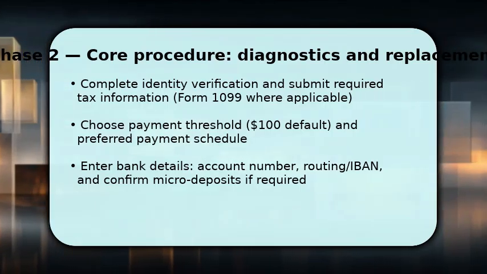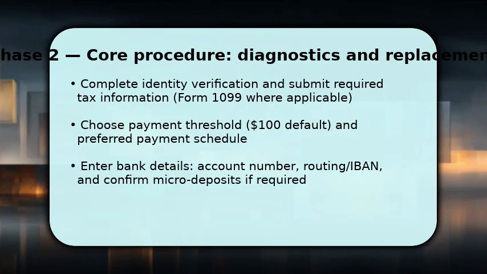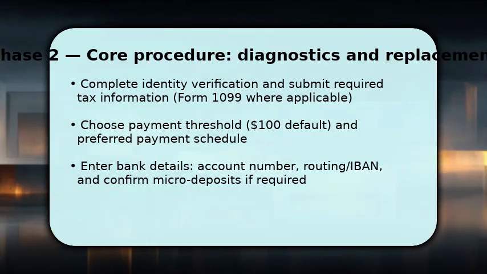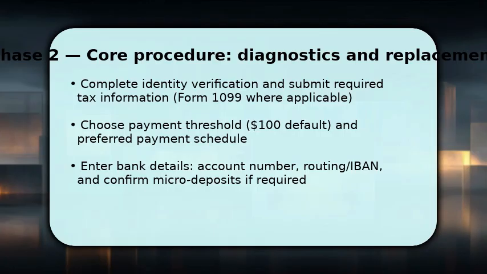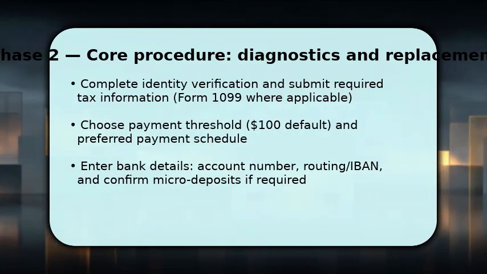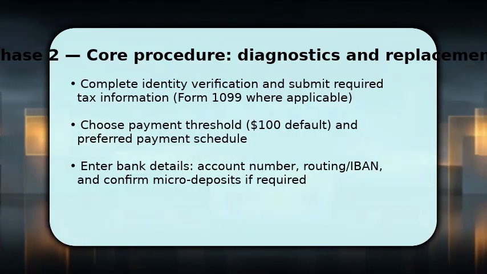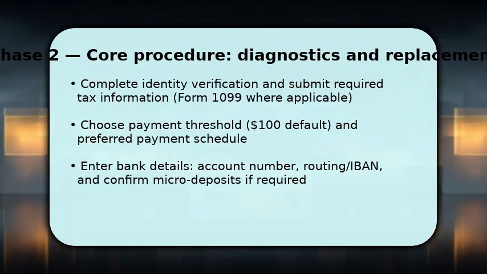Enter bank details exactly, then confirm via micro deposit verification when AdSense sends small test amounts. Once verified, payments will route to your account. Keep records of displayed payment cycles and expected month-end.